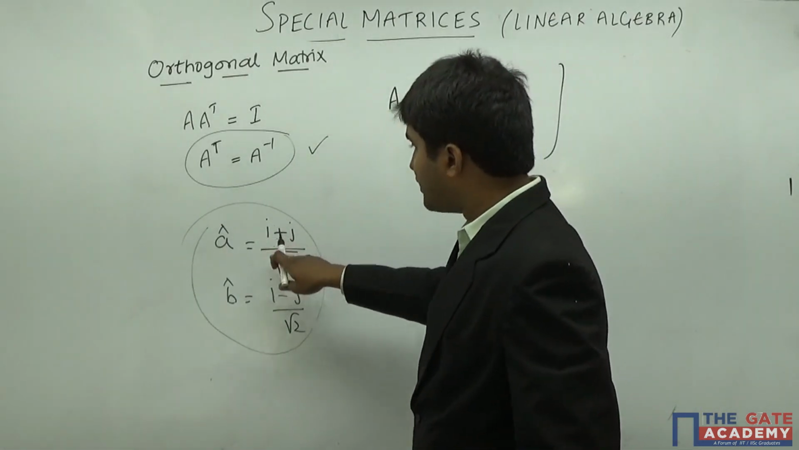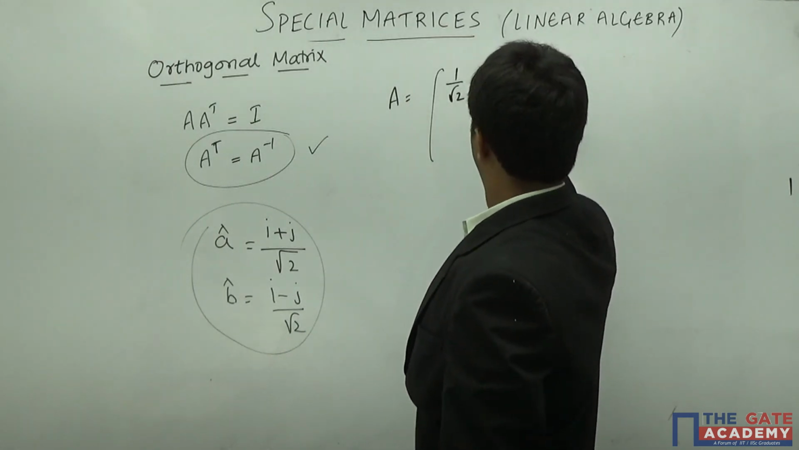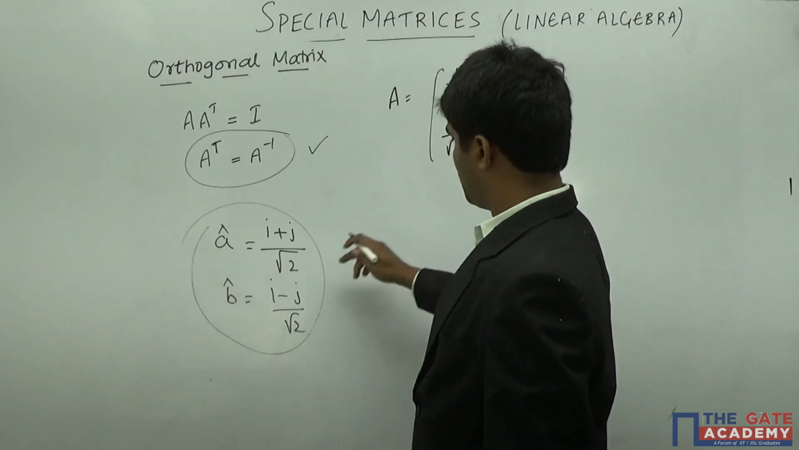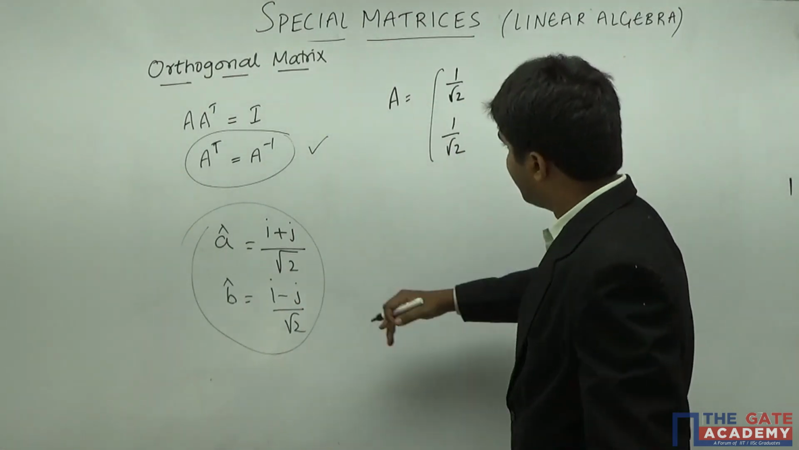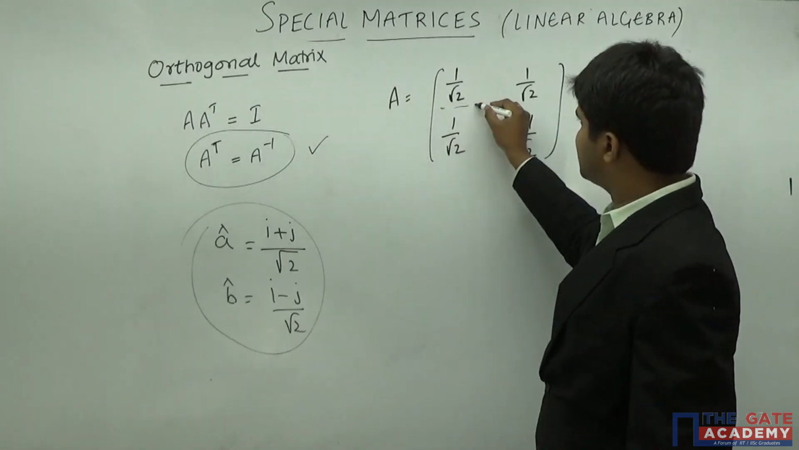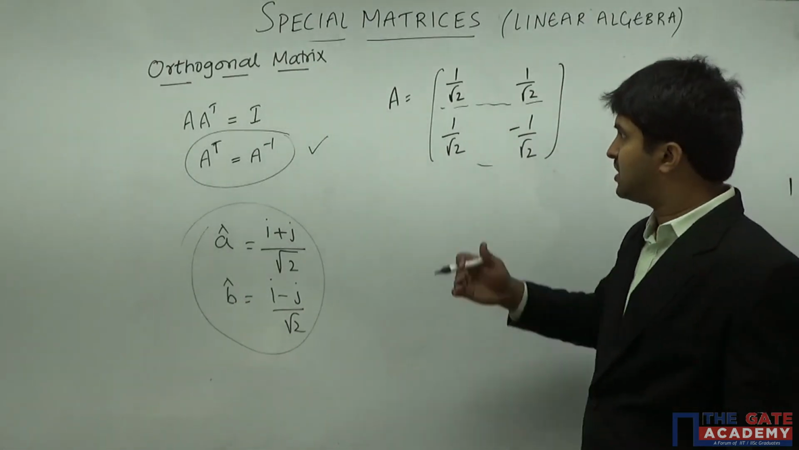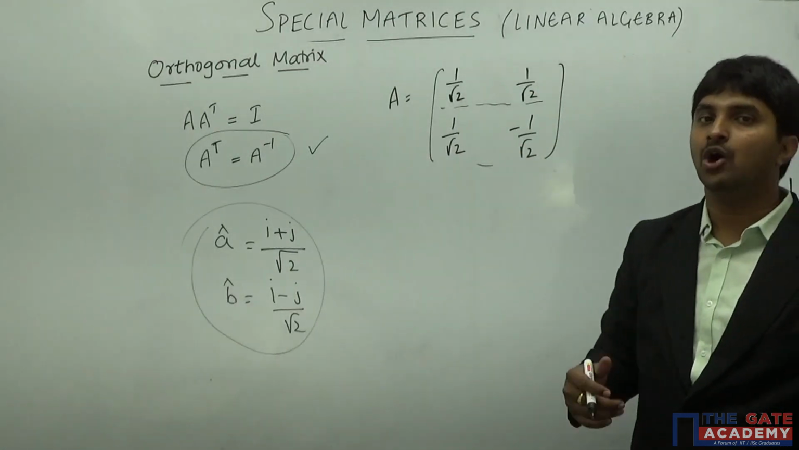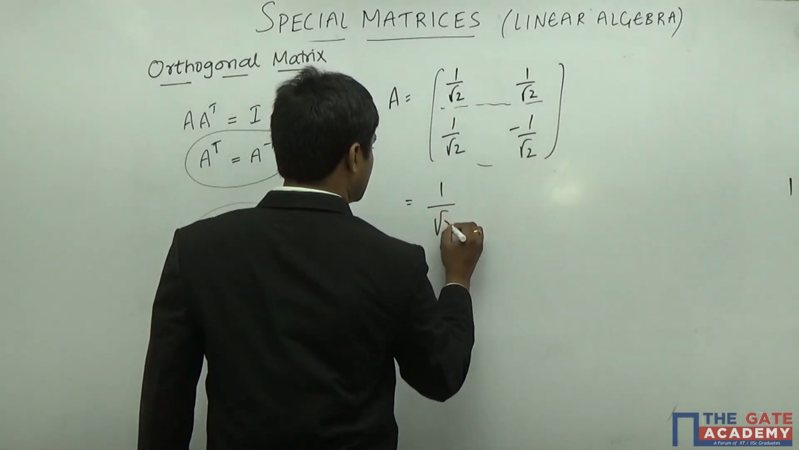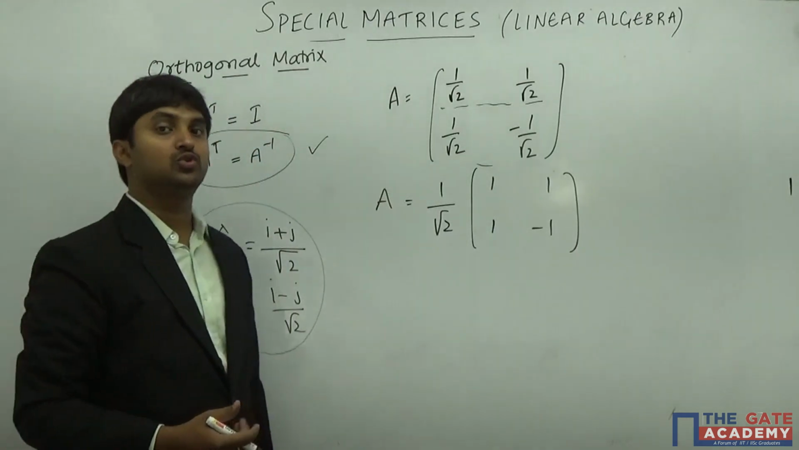I can write i by root 2, j by root 2. So directly I'll write it as 1 by root 2, 1 by root 2, and i by root 2 minus j by root 2, I will write as 1 by root 2, minus 1 by root 2. So this is how I'm writing the vectors as a matrix. Now this is a vector, this is also a vector, so these are orthonormal vectors. When I write them in terms of a matrix, it becomes an orthogonal matrix. If I bring the root 2 outside, it is 1 by root 2 into 1, 1, 1, minus 1. Now this matrix is going to be an orthogonal matrix.